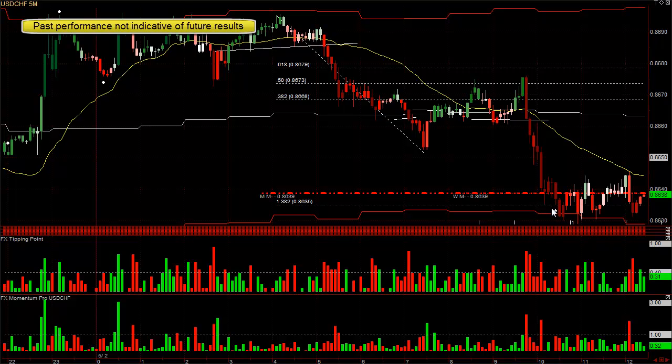So you don't have to have very good accuracy. And quite a few times you get into trades and you only make 5, 10, 15, 20 pips. You're not always going to get the big wins.